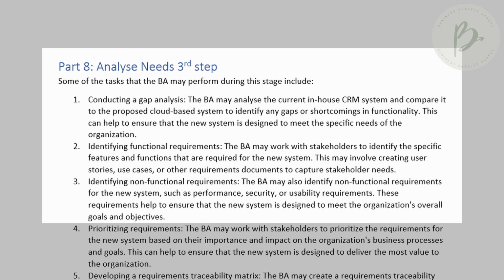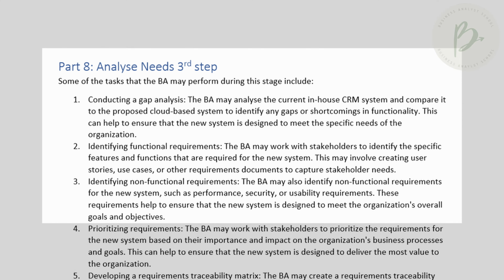So you will analyze the current in-house CRM system, and then compare it to the proposed cloud-based system to identify any gaps or shortcomings in the functionality. Gap analysis will really help you ensure that the system is designed to meet the specific needs of the organization, from doing your situation investigation and problem analysis, identifying pain points and issues that will lead to your to-be.